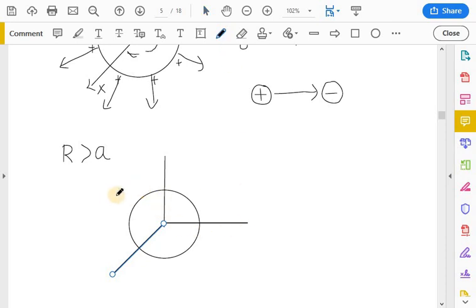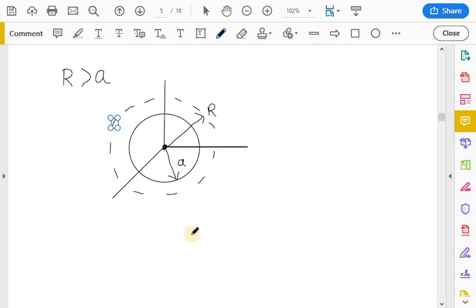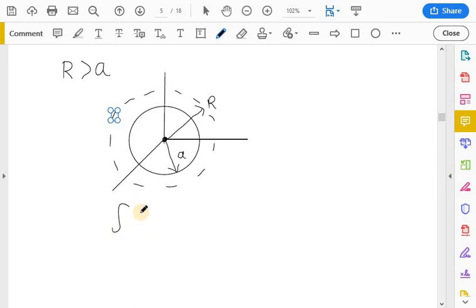Okay, so I construct my Gaussian surface. In this case, my R is greater than A, so my Gaussian surface is located outside this sphere. This one will be the Gaussian surface, this one will be the R, and this one will be the A. It always starts from this one.